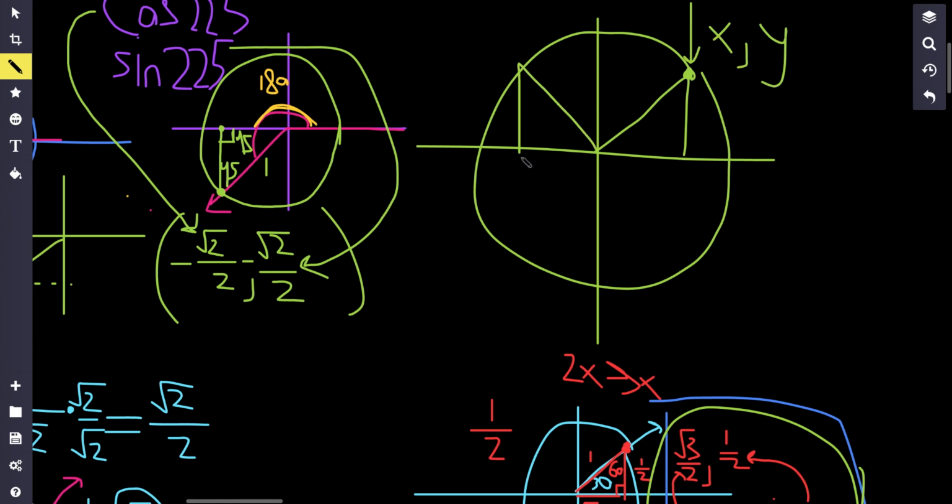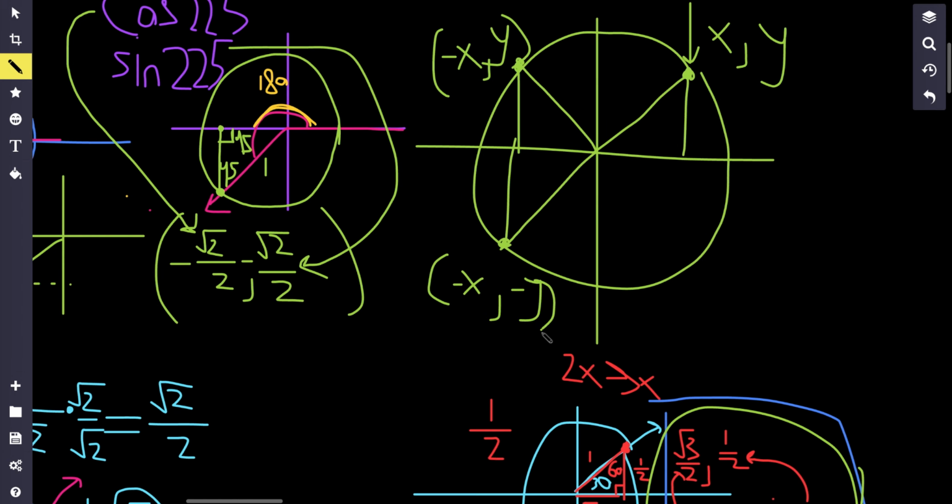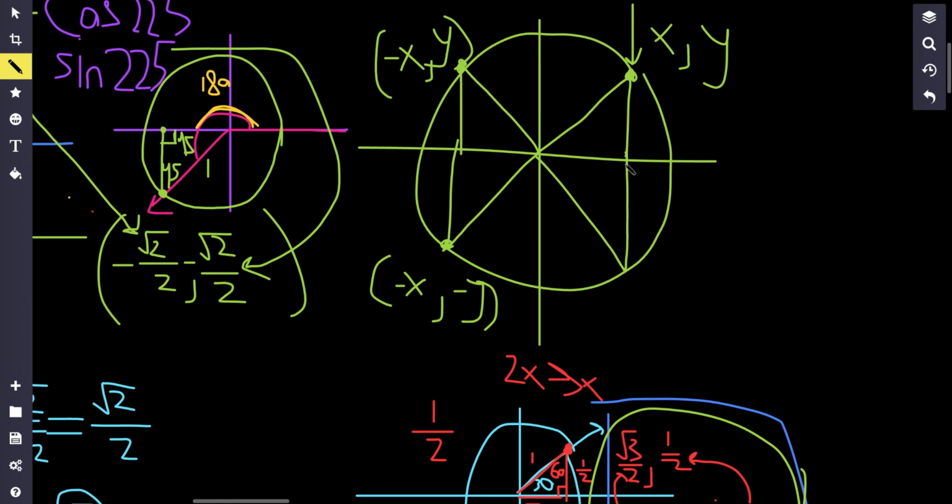X value is going to be positive, y value is going to be positive as well. If I create a triangle over here, notice how the x value is now negative, but our y value is still positive. If I create a triangle down here in the third quadrant, for this point right over here, my x value and my y value are negative. And then finally, if I create a triangle here, my x value in this case is positive, but this time it's my y value that's negative.